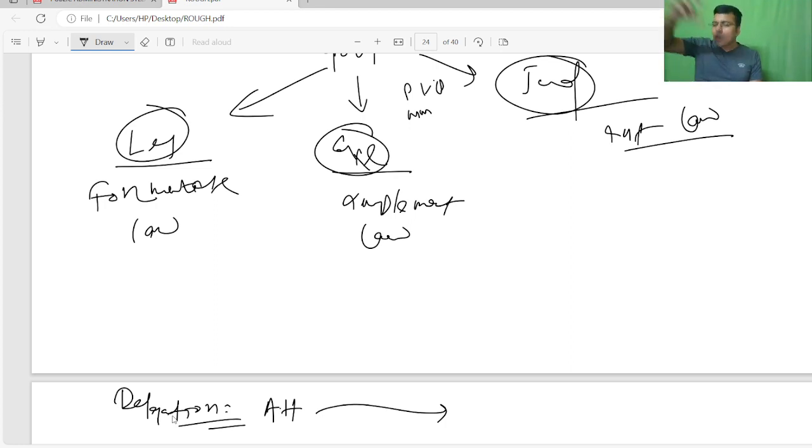So delegation, I have told you that when the authority holder gives its authority temporarily to someone else for execution of certain work, it is known as delegation. Here, the legislator delegates law making authority to the executive.